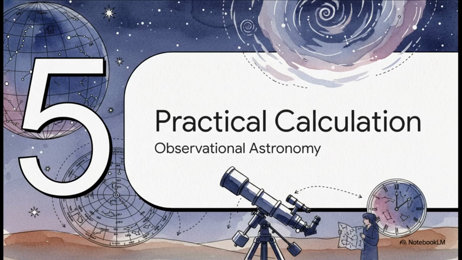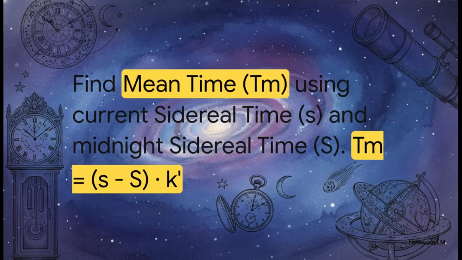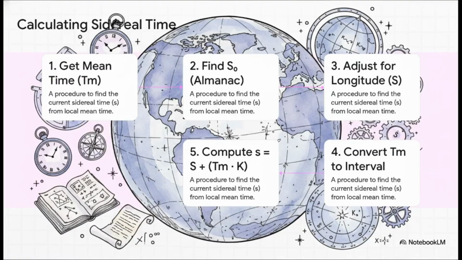Why is this so critical for, say, observational astronomy? Well, if you're trying to point a massive telescope at a tiny, distant object, your wristwatch is basically useless. You need to know the sidereal time, and you need to know it with extreme precision. So one way to think about it is working backward. If you have an instrument that tells you the current sidereal time, S, and you know the sidereal time at the last midnight, S0, you can just find the difference. That gives you the sidereal time that's passed since midnight. Then you just multiply by that K prime factor to convert it back into the mean solar time you see on your clock. But in reality, it usually works the other way around.